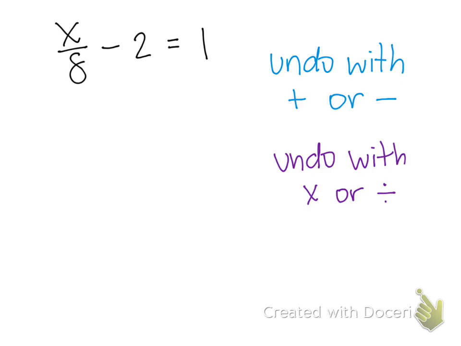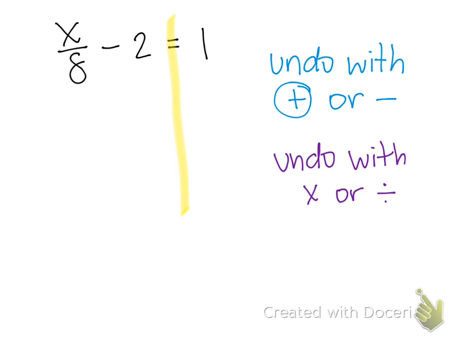Okay, so here's another two-step equation. And I see that this is x divided by 8 minus 2 equals 1. Before I start, I'm going to split this at the equal sign. And now I have to figure out what my undo moves are. So my first step, will I undo with addition or subtraction? I see that there is subtraction in this problem, so that tells me I need to undo the subtraction with addition.